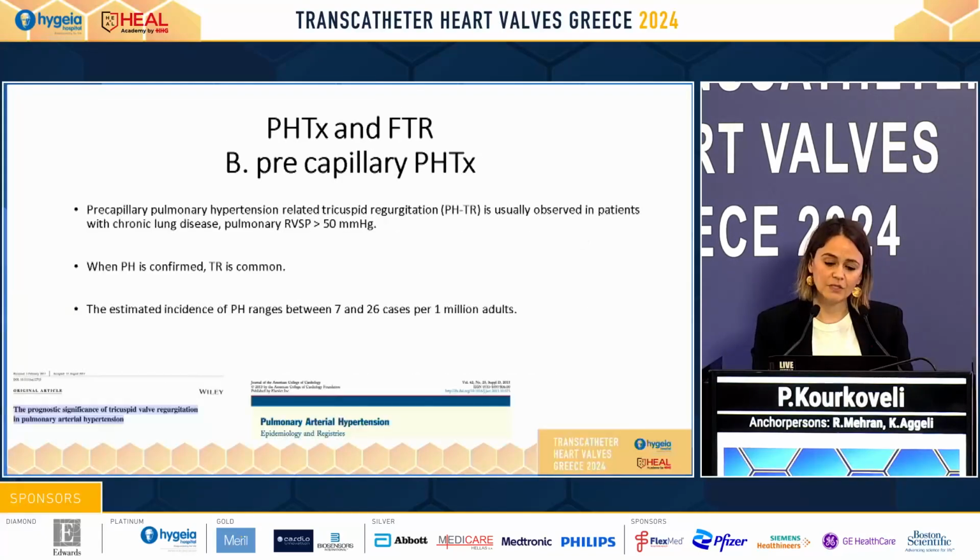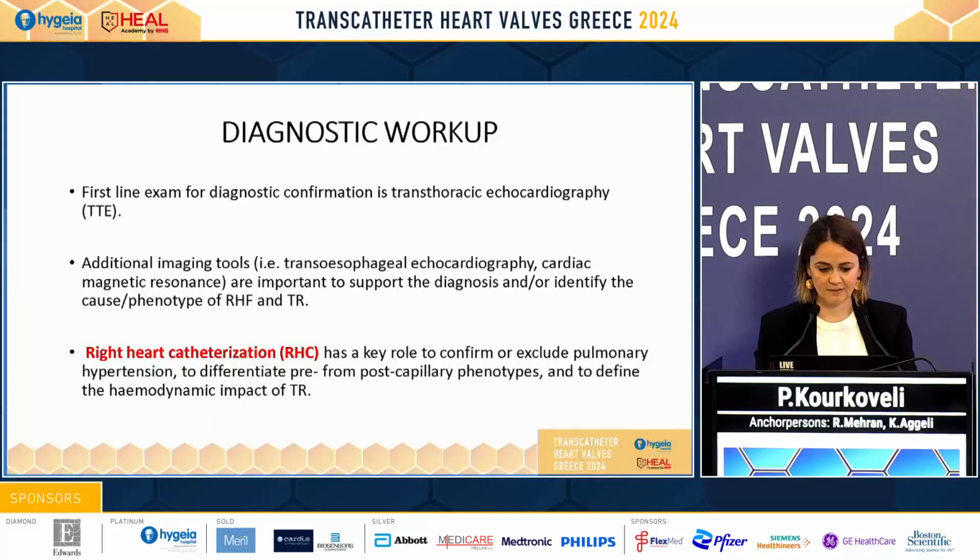And when it comes to precapillary pulmonary hypertension in patients with chronic lung disease, when the pulmonary hypertension is confirmed, TR is very common, and the estimated incidence of pulmonary hypertension in these cases ranges between 7 and 26 cases per 1 million adults.